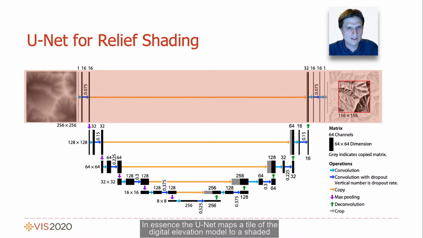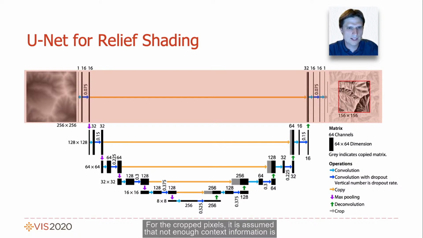In essence, the U-Net maps a tile of a digital elevation model to a shaded relief tile covering the same area. This is being carried out by a sequence of convolutional layers that gradually modulate the input image until the output image is obtained. In the final layer, a cropping operation is performed, effectively reducing the size of the tile for which the predictions have to be made. This is necessary, as the correct grayscale values of the relief shading tile are highly context dependent.